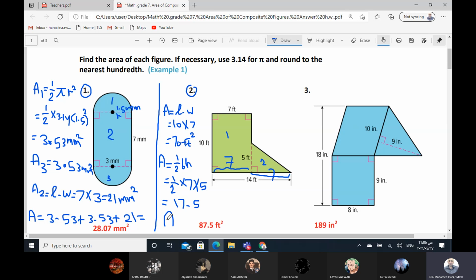Now the area of the composite equals the total: 70 plus 17.5. The answer will be 78.5 ft squared.